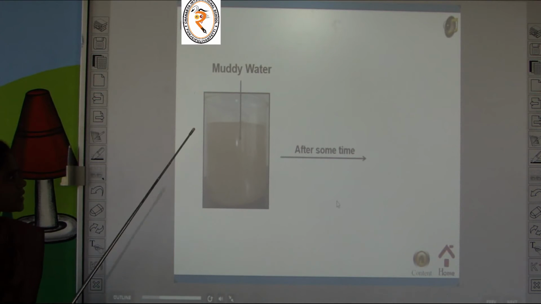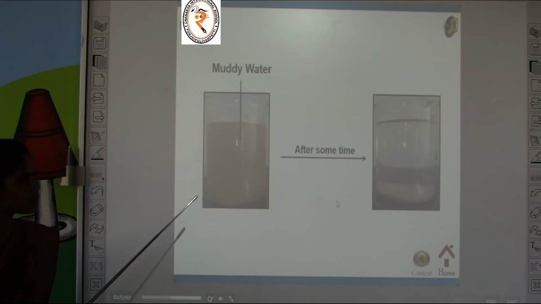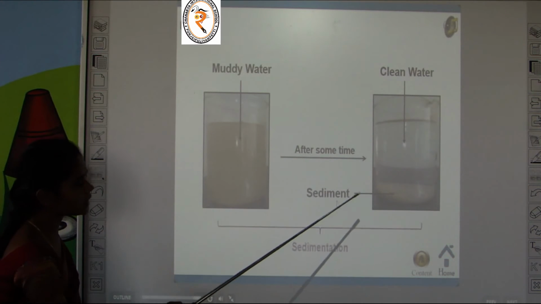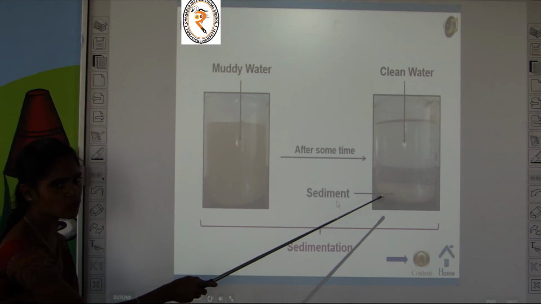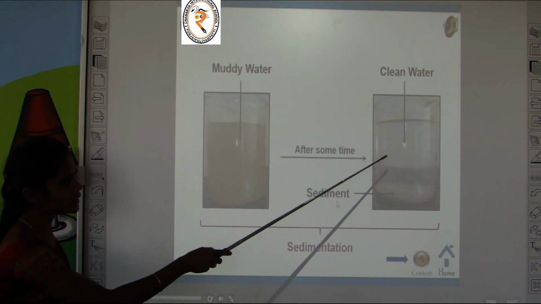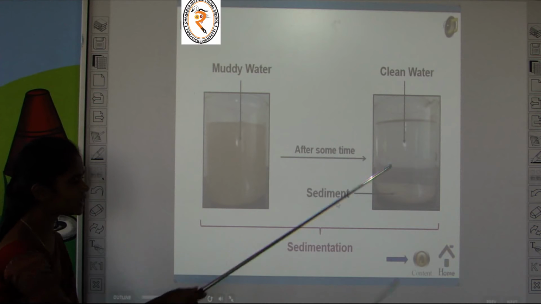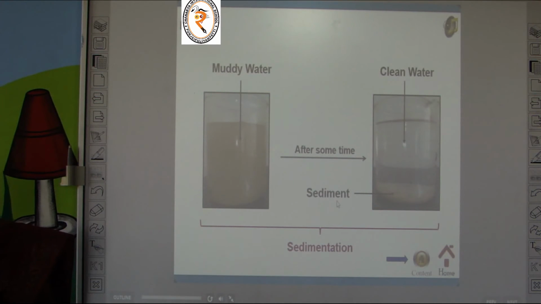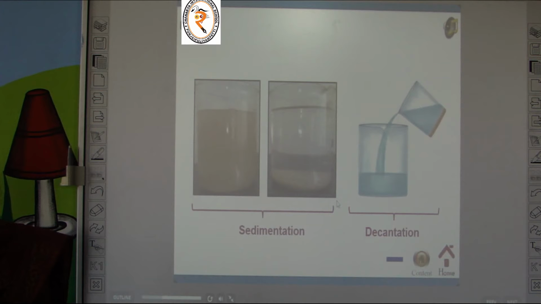We first take the muddy water in a glass. After some time, what will happen? The sediment particles like mud and stones settle down at the bottom of the glass, and we can see the clean water above. So this process is called what? Sedimentation. The next one, decantation.